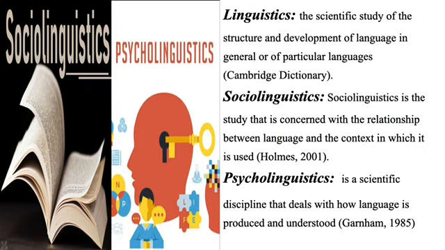Before we start talking about the content, let's define the following essential concepts. Linguistics: the scientific study of the structure and development of language in general or of particular languages. Sociolinguistics: the study that is concerned with the relationship between language and the context in which it is used. Psycholinguistics is a scientific discipline that deals with how language is produced and understood.